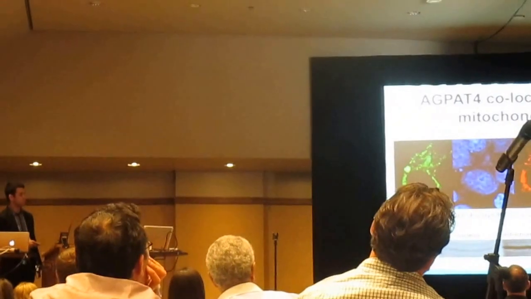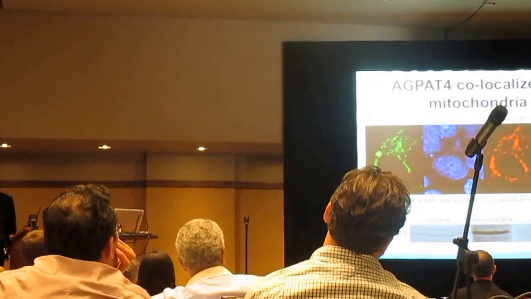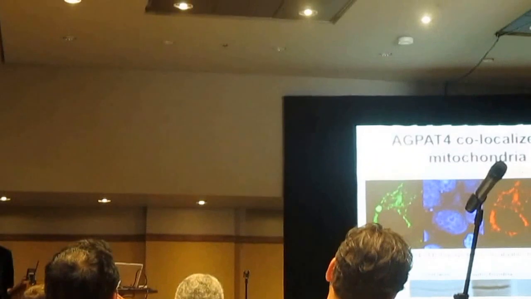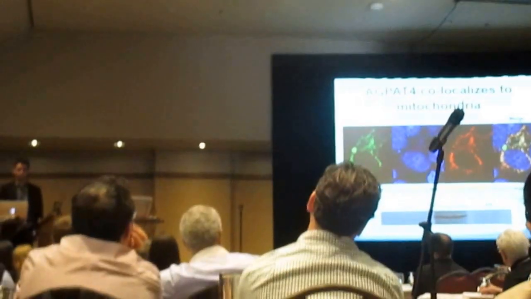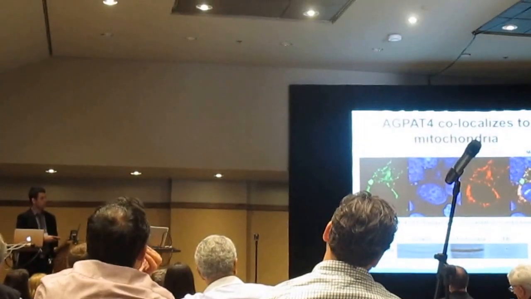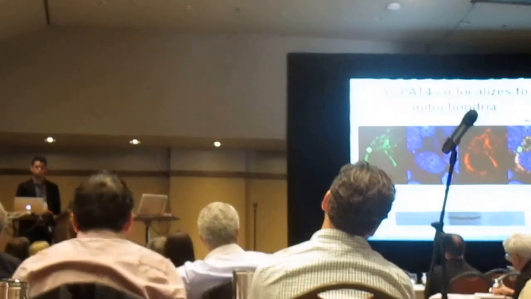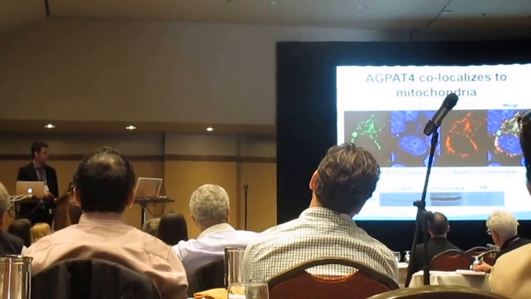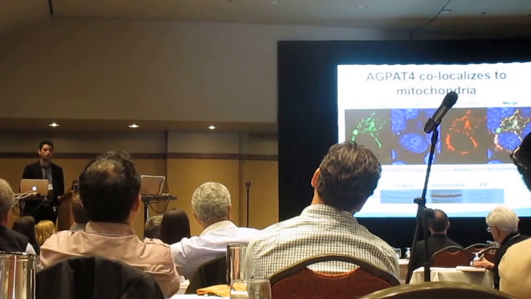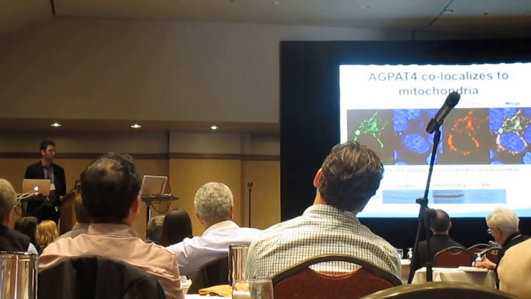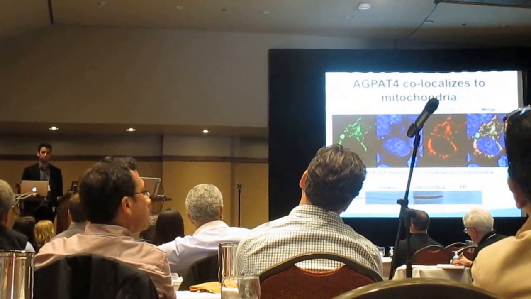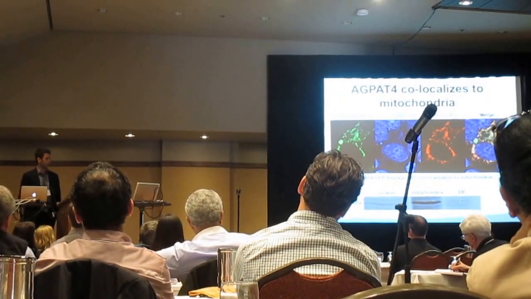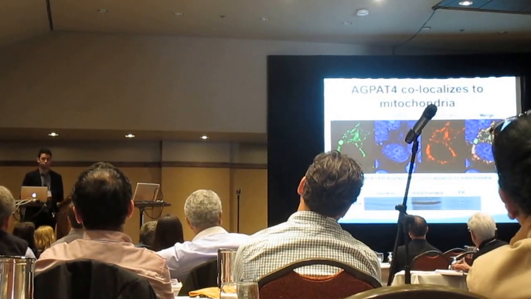Specifically within this image, we see an 86% localization, which was huge for us because most other AGPATs have gone to the endoplasmic reticulum, but now we're seeing an AGPAT that has a high percentage of co-localization to the mitochondria. We also have this Western blot of cells that were infected with AGPAT4 adenovirus, which were then fractionated, and we see a high localization to the mitochondria.